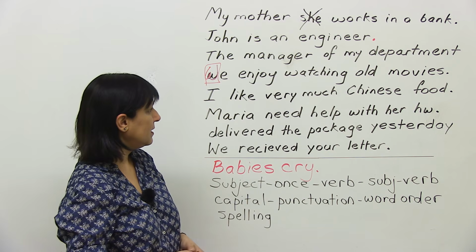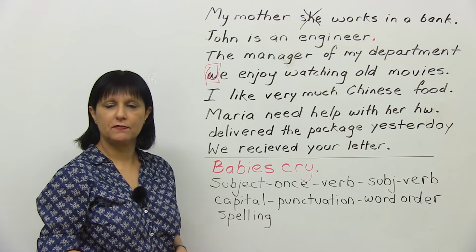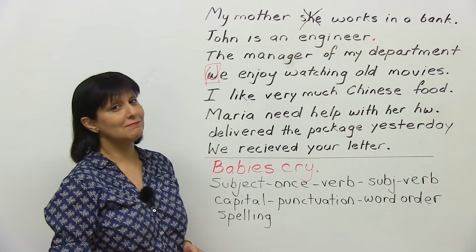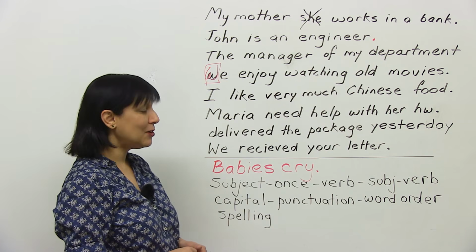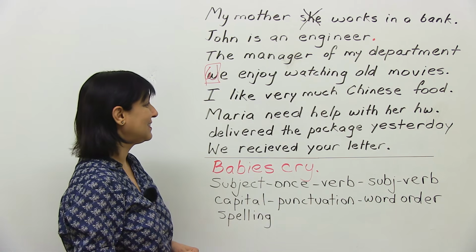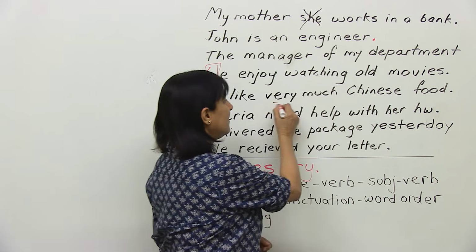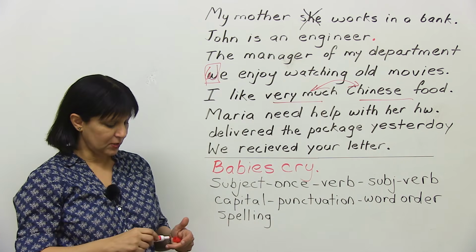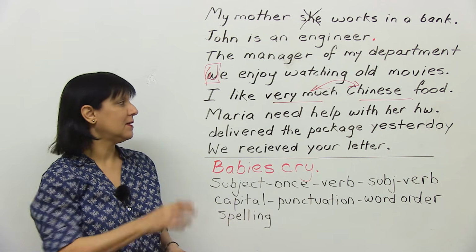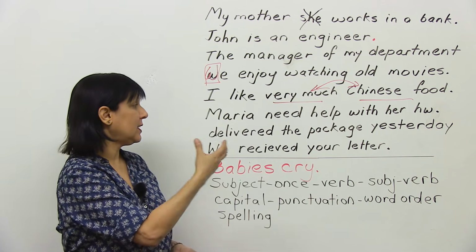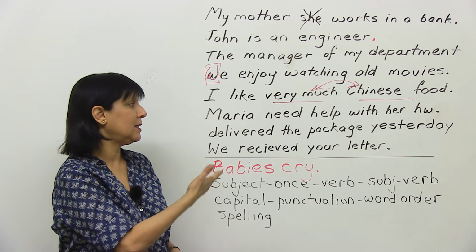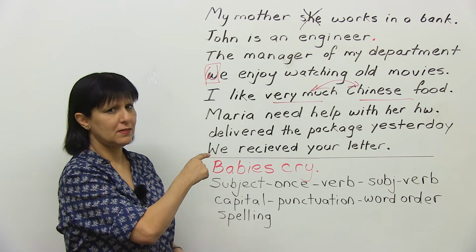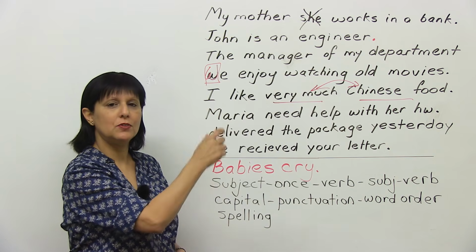Okay, next one. I like very much Chinese food. Okay? Maybe that sounds okay to you, but doesn't sound okay to me. It's close, but not quite. What's wrong? Well, what's wrong here is the word order. Not only do you need to have certain elements, you need to have the words in the right order. So in English, the correct order for this sentence would be I like Chinese food very much. Okay? Not very much Chinese food. I like Chinese food very much.